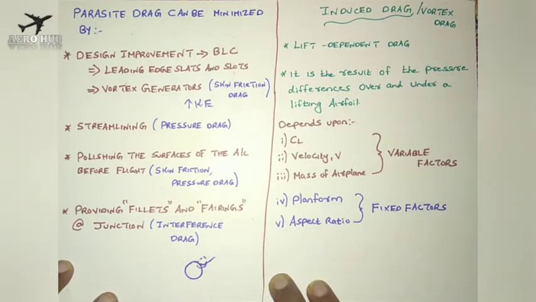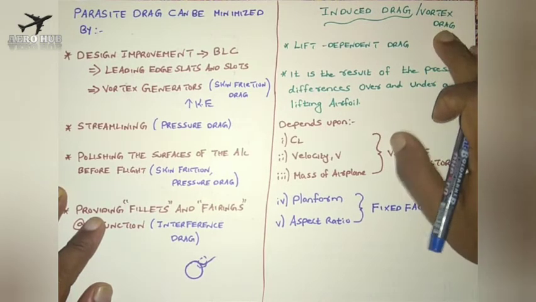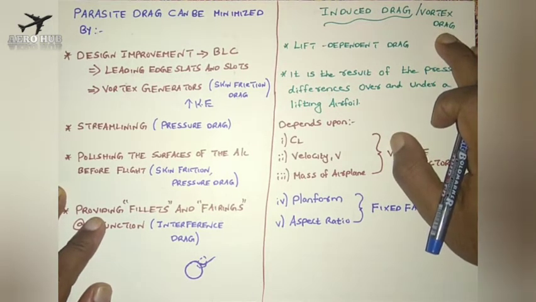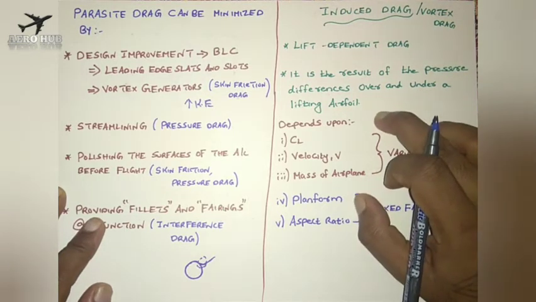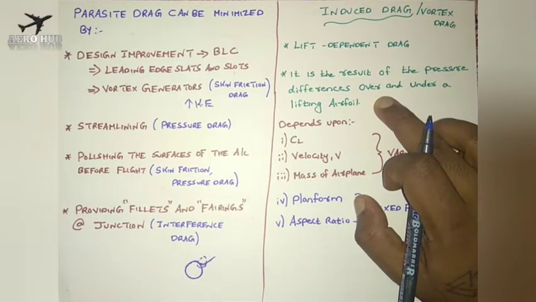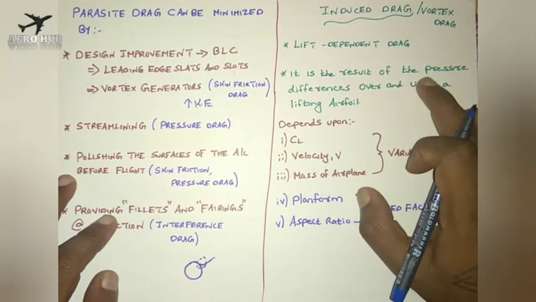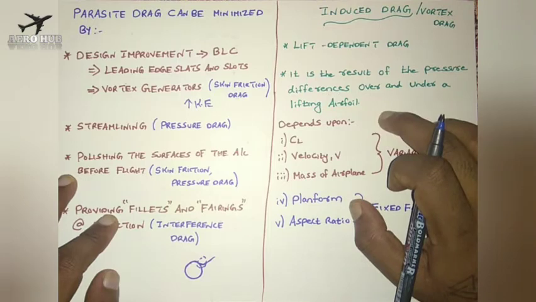Now we will discuss one of the important drags, called induced drag. It's also called vortex drag. This is a lift dependent drag, and this particular drag is mainly due to the pressure difference below the wing and over the wing, especially on lifting surfaces. We can't always say airfoil. It is the result of pressure difference over and under a lifting airfoil.